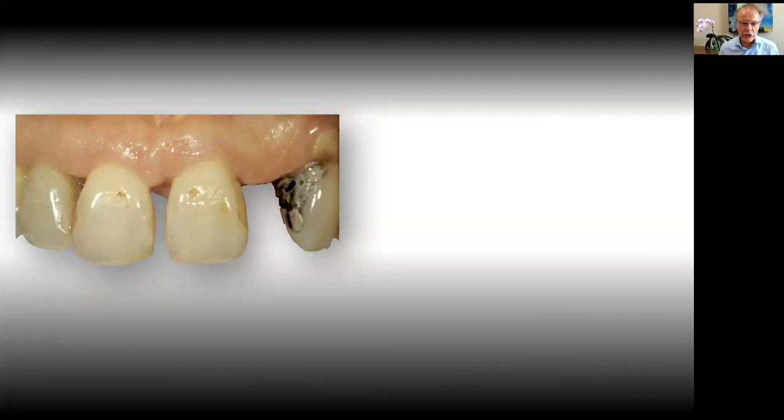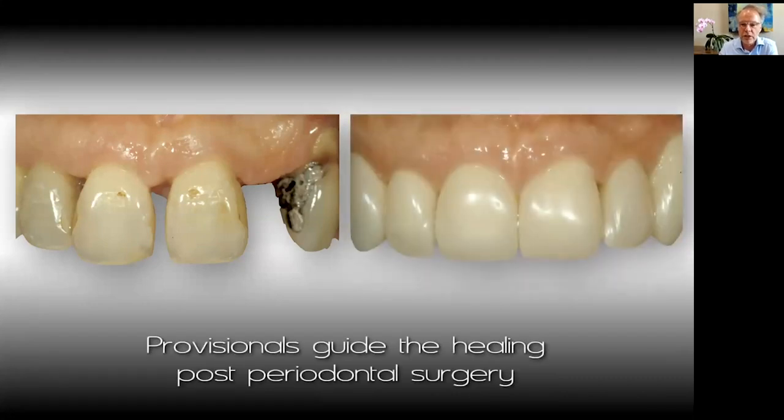This is a patient I treated back in the early 80s, periodontal disease, and I prepped the teeth and provisionalized before the surgery. So there's going to be periodontal surgery to solve a biologic problem. And so you look at the provisionalization, and the provisionals were used to guide the healing of the soft tissue. So again, I've been practicing these concepts for a long time.